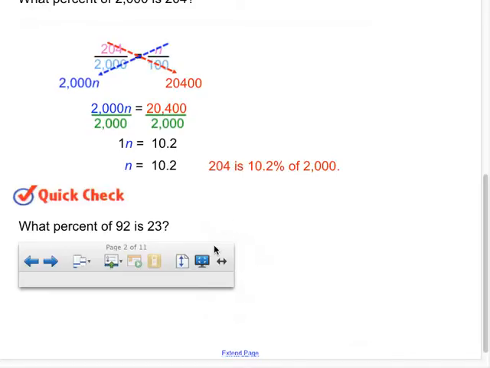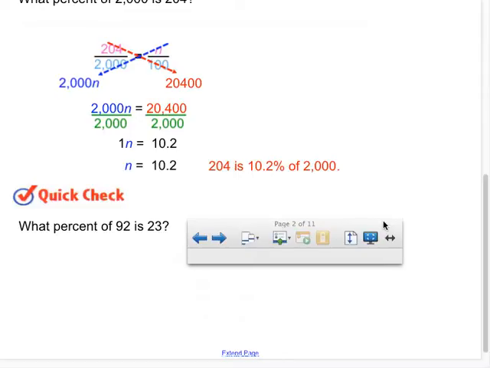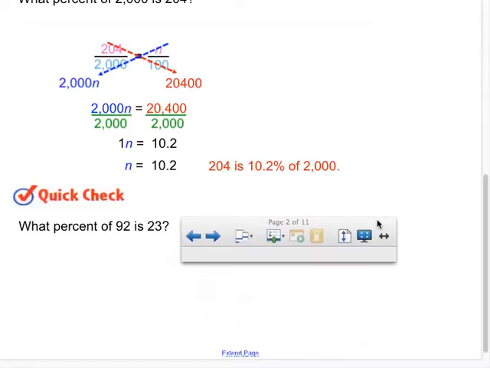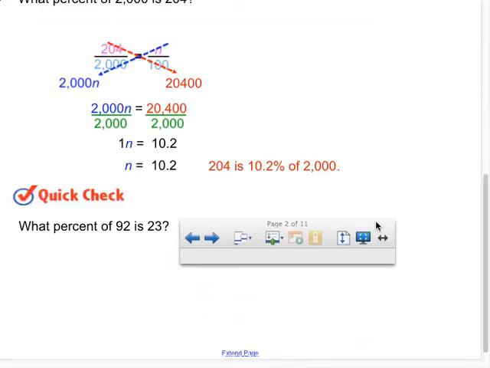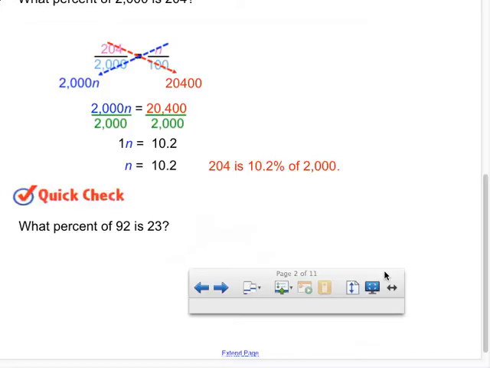Okay, who can walk me through this? What's the setup going to be? Somebody. Ms. Ford, can you take a guess? 23 over 92. Yes, we have 23 over 92. And they're saying what percent? Well, percent is per 100 or over 100, right? And they're saying what, so that's my variable. So n over 100. What percent of 92 is 23? Do you guys see how we're setting that up?